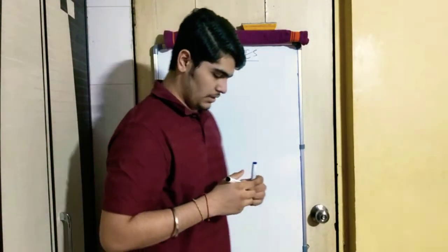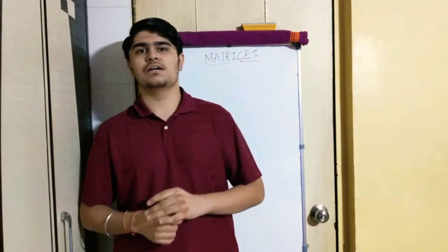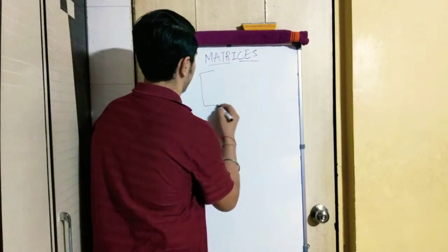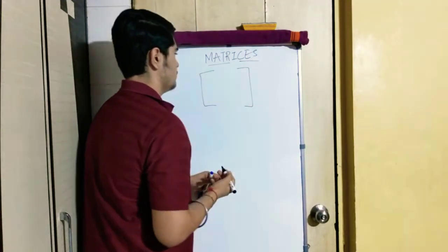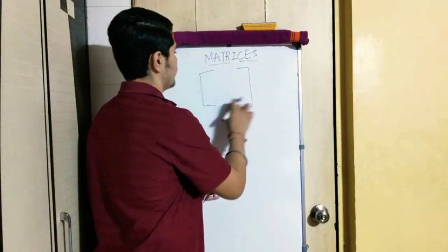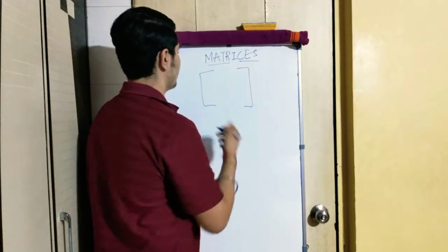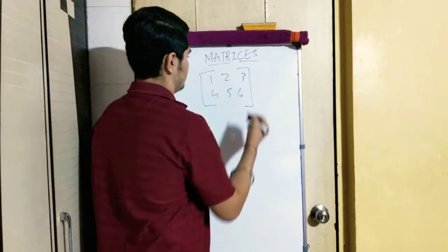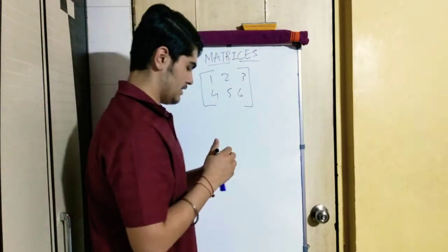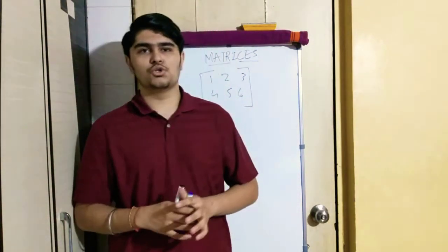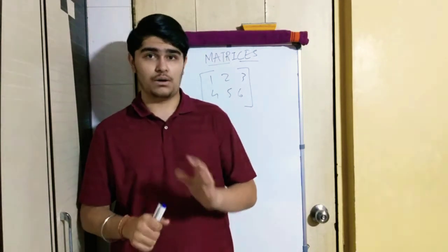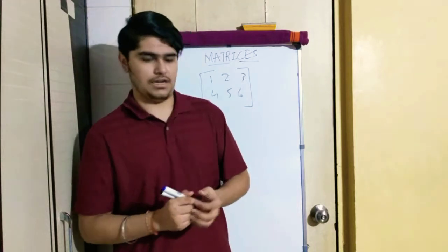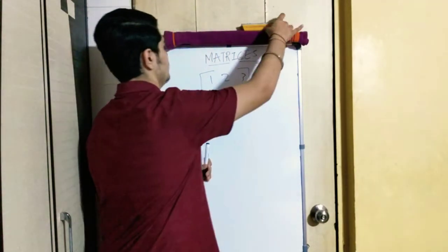Matrices. Matrices are written in a square box like this, and in the square box there are n number of elements, that is 1 2 3 4 5 6. So this is just an example of a matrix. Now we are going to learn how many types of matrix there are. So let's learn.